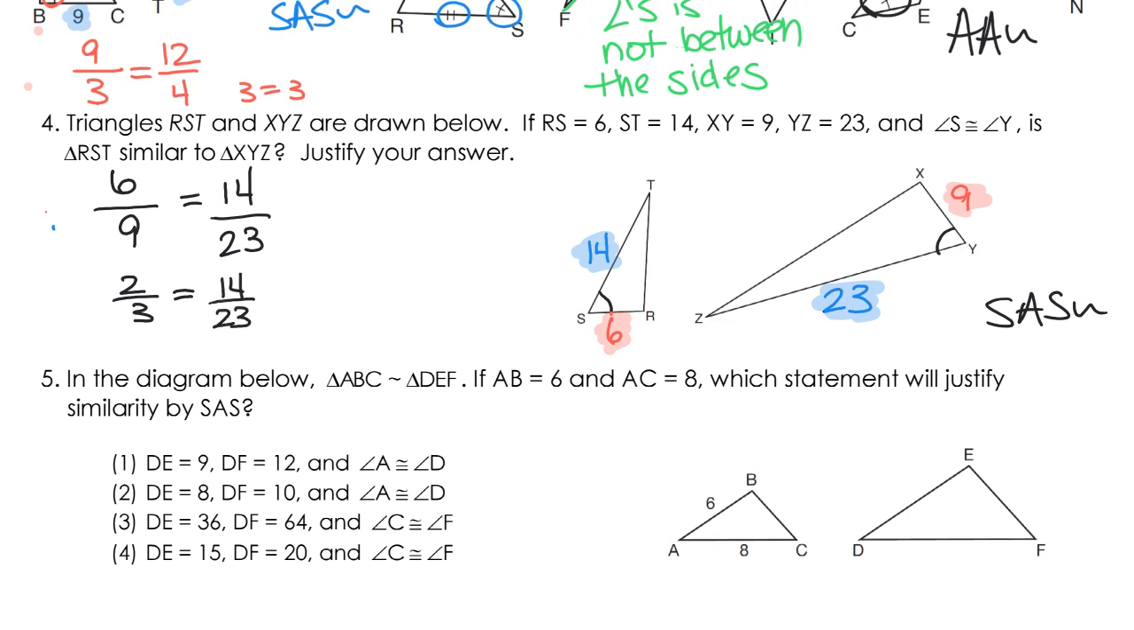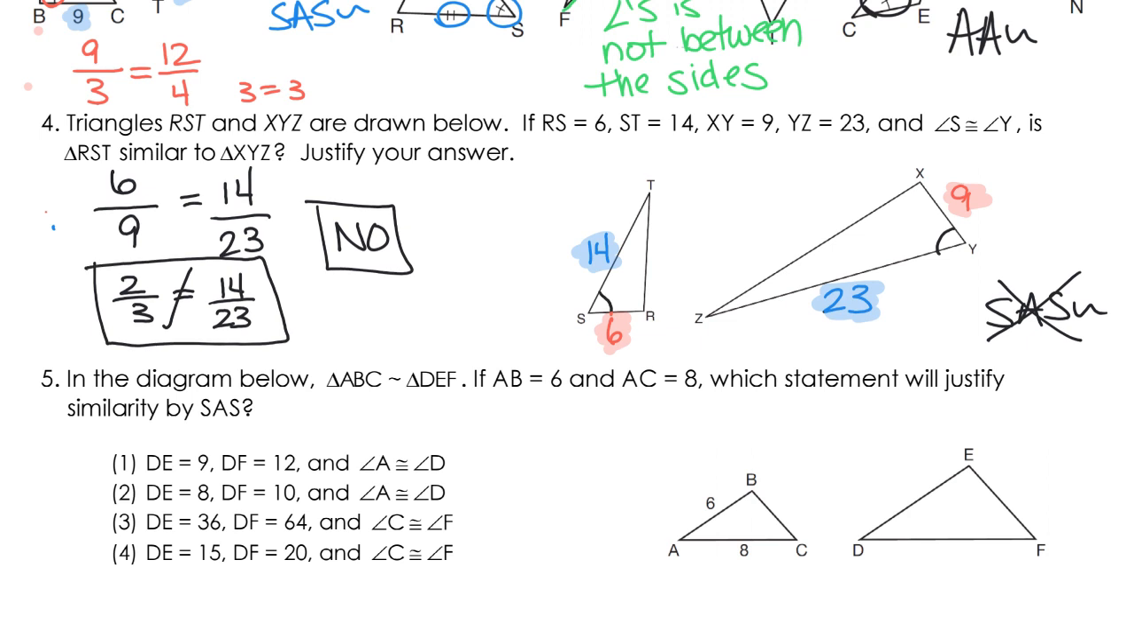And so in this case, you can go ahead and see that these ratios are not equal, and therefore triangles are not similar. Okay. And so they said, is triangle RST similar to triangle XYZ? And we're going to say no. Okay. And we have justification right here, okay, that they are not equal ratios. And therefore, they are not similar triangles.